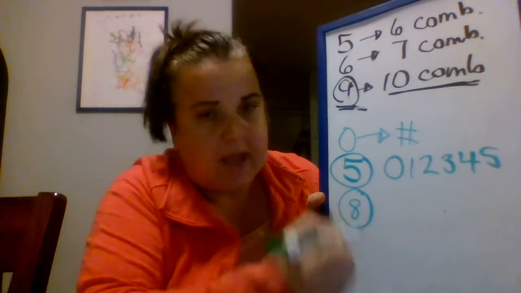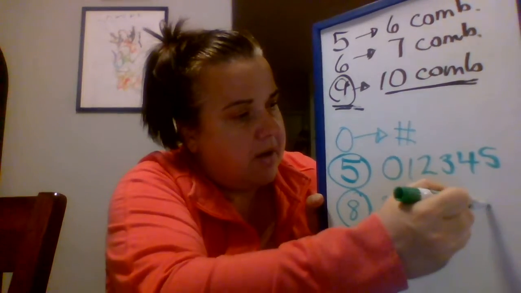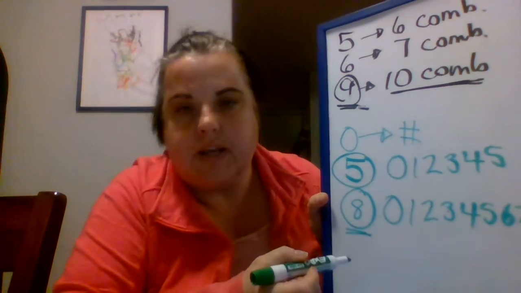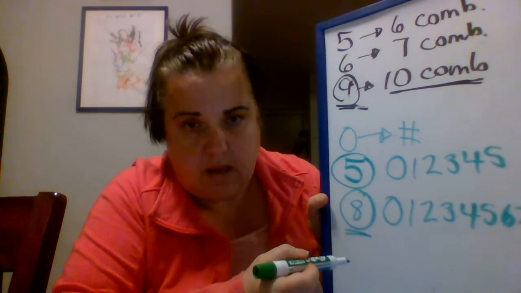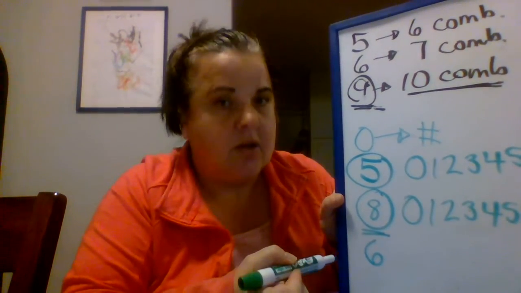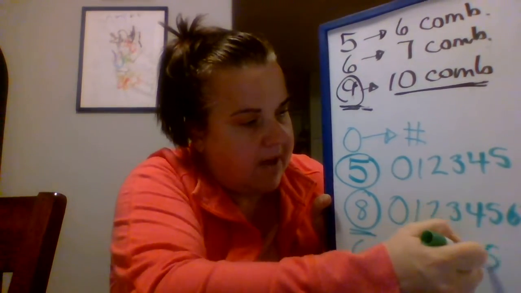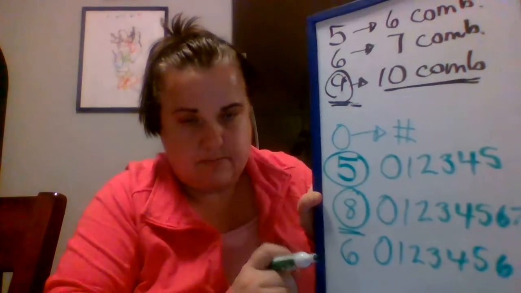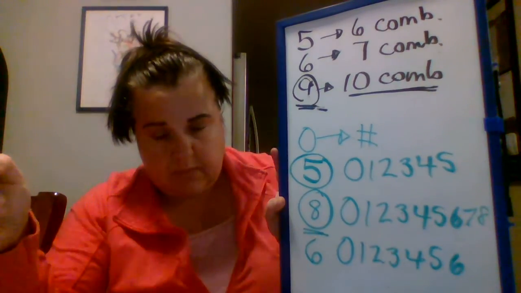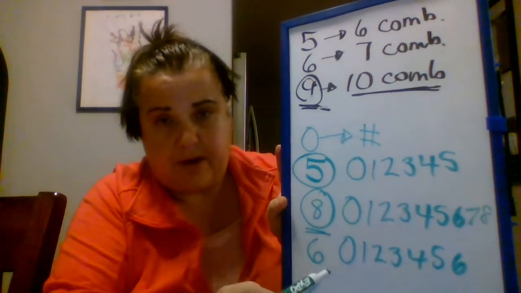Likewise, if I asked you to do the number 8, you know it's going to take 0, 1, 2, 3, 4, 5, 6, 7, and 8 to make the combinations you need for number 8, okay? And one more, let's say if I gave you the 6, you're going to need the numbers 0, 1, 2, 3, 4, 5, and 6. Okay, so there we go. So whatever number you are creating, you need the numbers from 0 all the way up to that number.